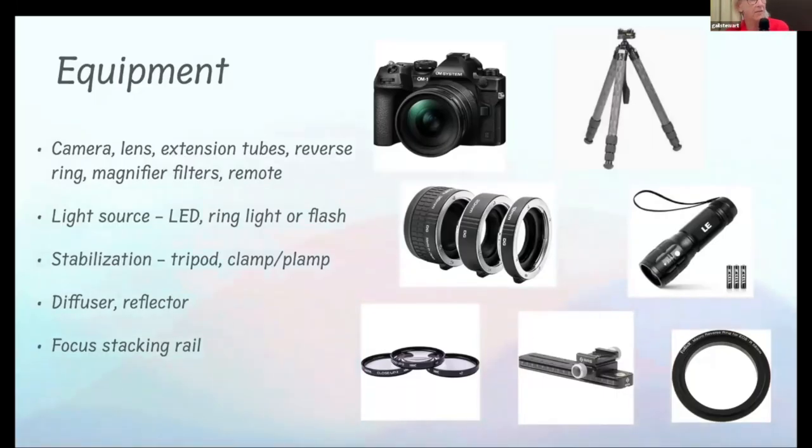Okay, other things that you might want to have handy are a diffuser, a reflector, and then this in the middle bottom row there, the focus stacking rail. We'll talk about that later.